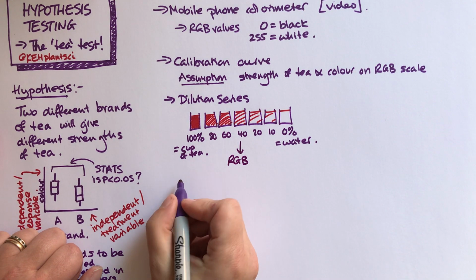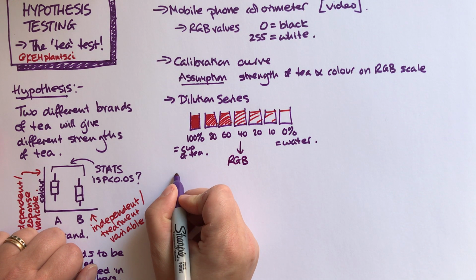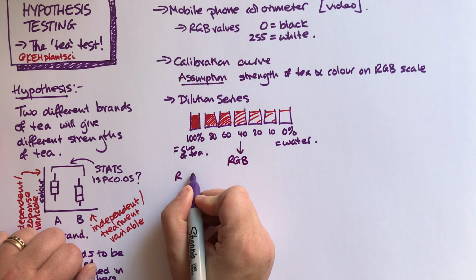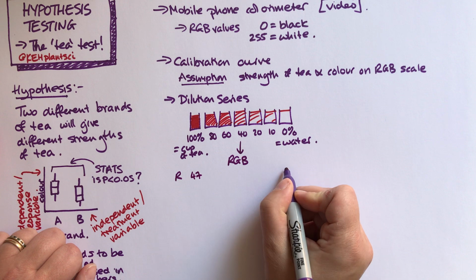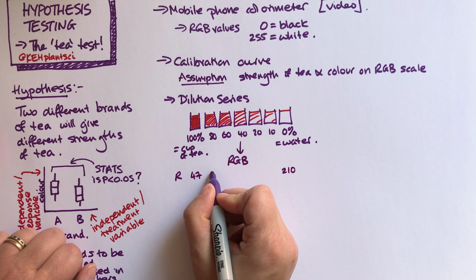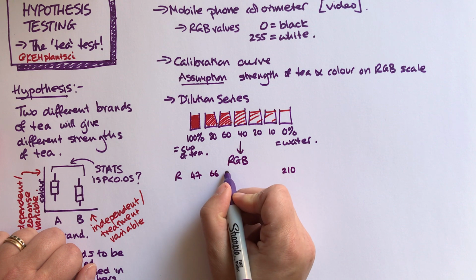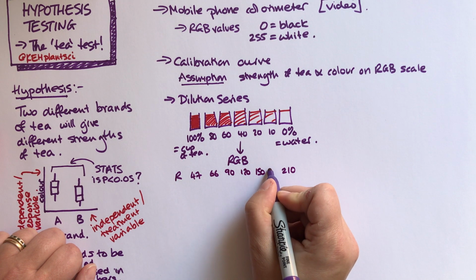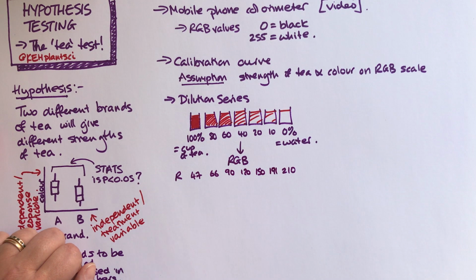Okay, so I might measure, so I'm just going to show you for, let's say, the R values. So we might start with a value of, let's say, 47, the maximum is 210, and then we've got a bunch of values, so I don't know, 66. I'm just making this data up. Okay, so we've got a bunch of R values, and we'll have the same for the different colour series.